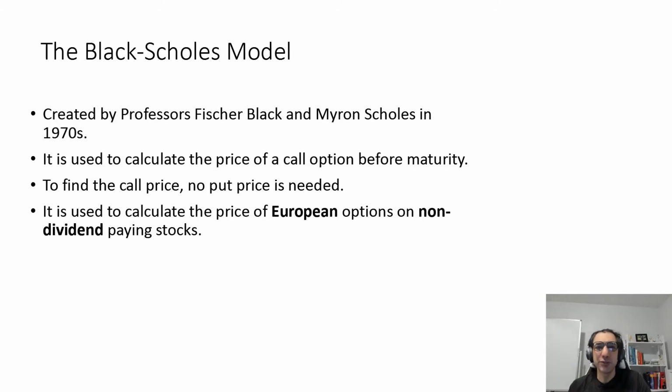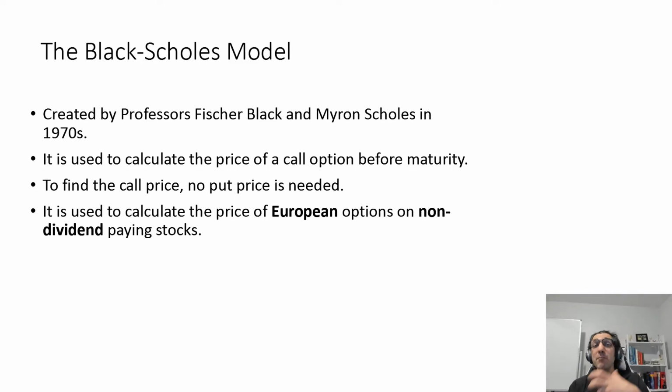This approach was created by professors Fischer Black and Myron Scholes in the 1970s, and it is used to find a call option price before maturity, the value of the call option before maturity. Unlike the put-call parity and the binomial model, we are not using the put price to find the call price or the opposite way. We don't need any information for the put to find the value of the call price.